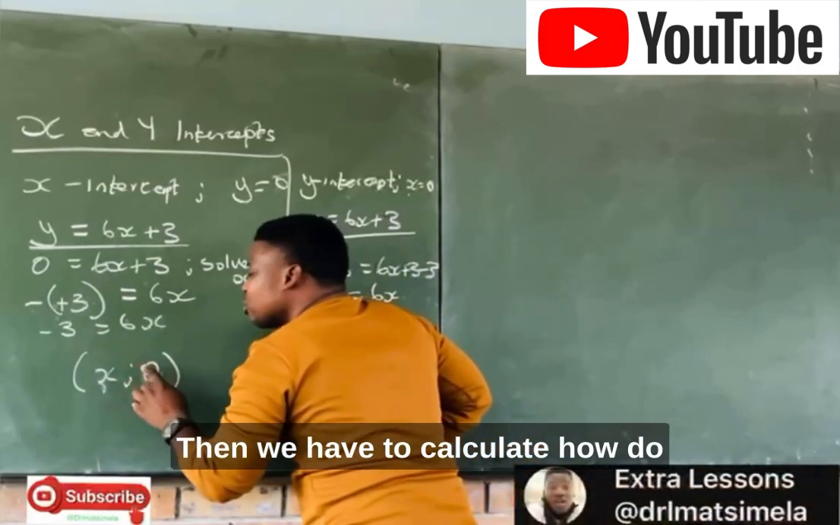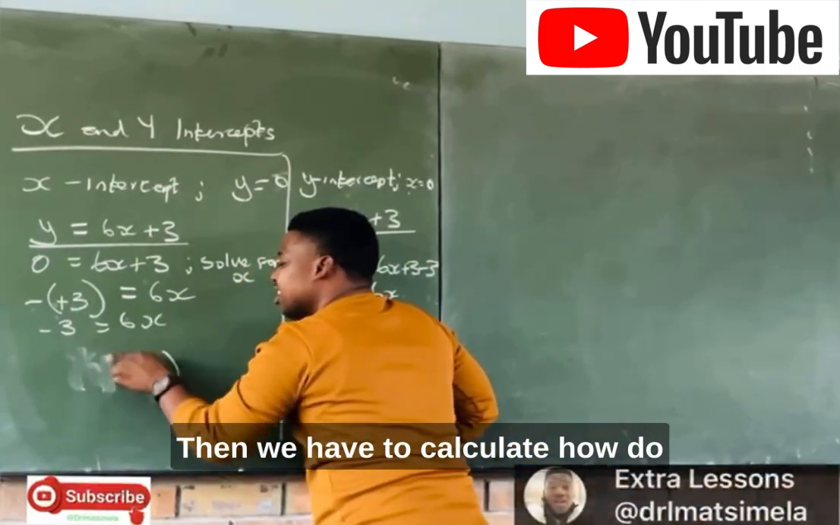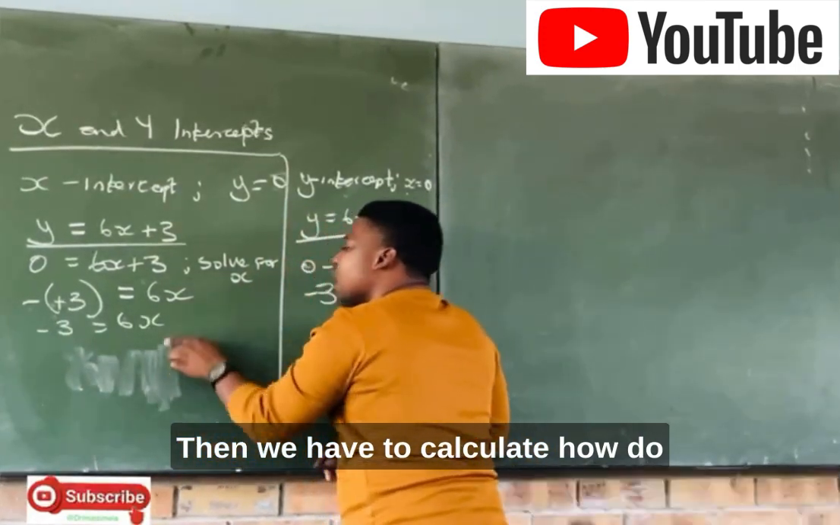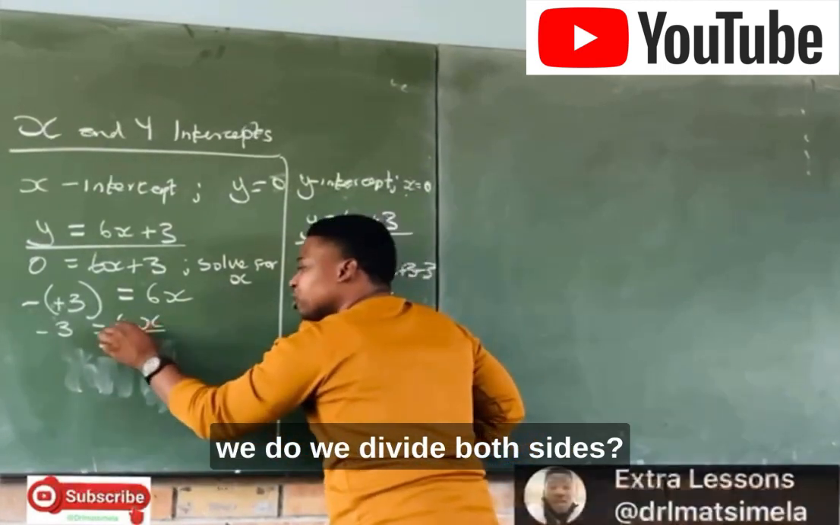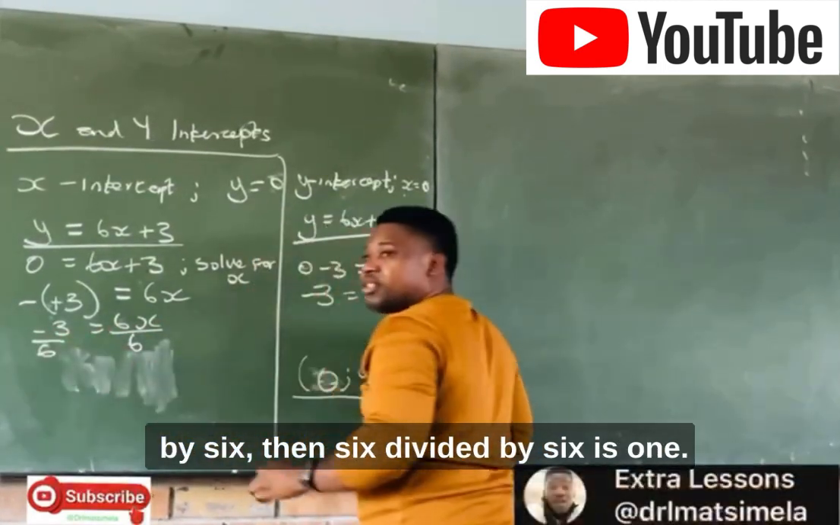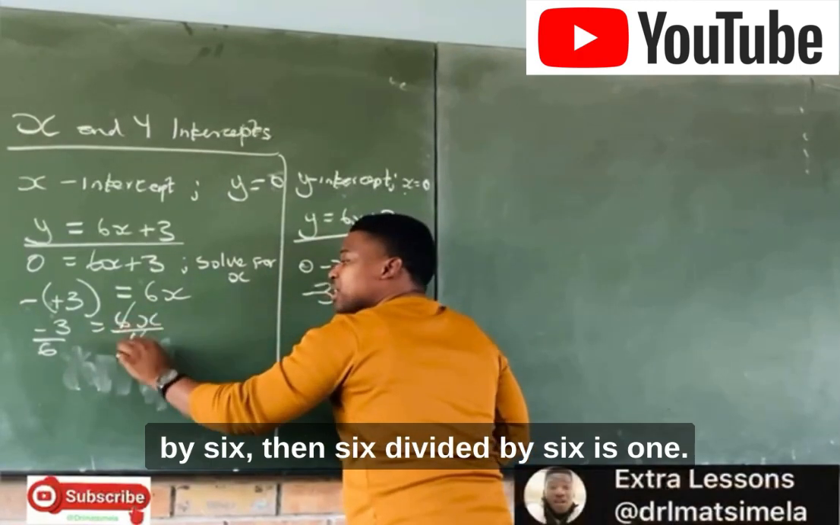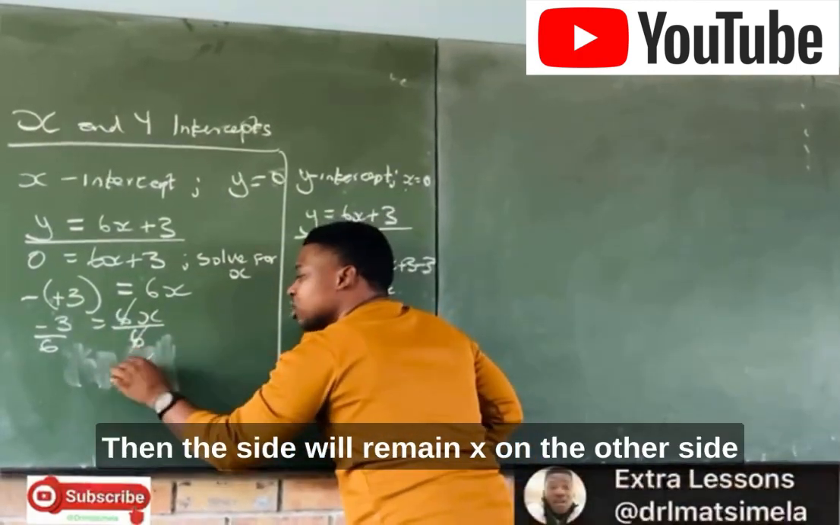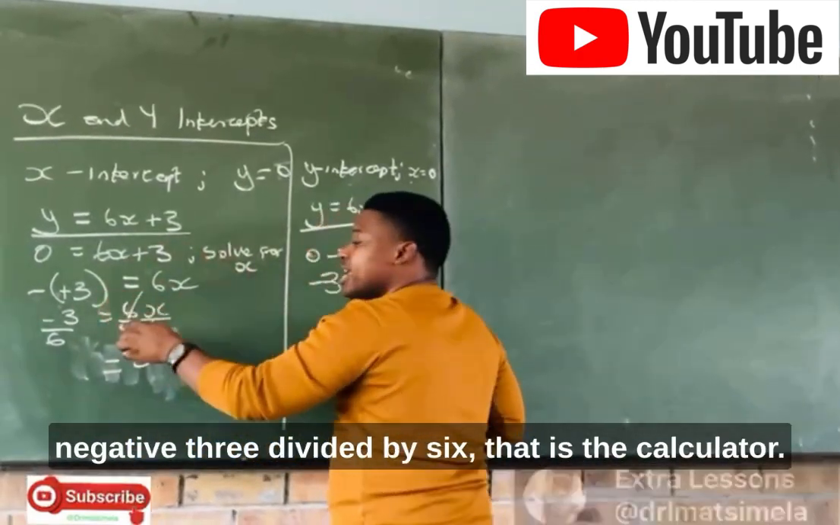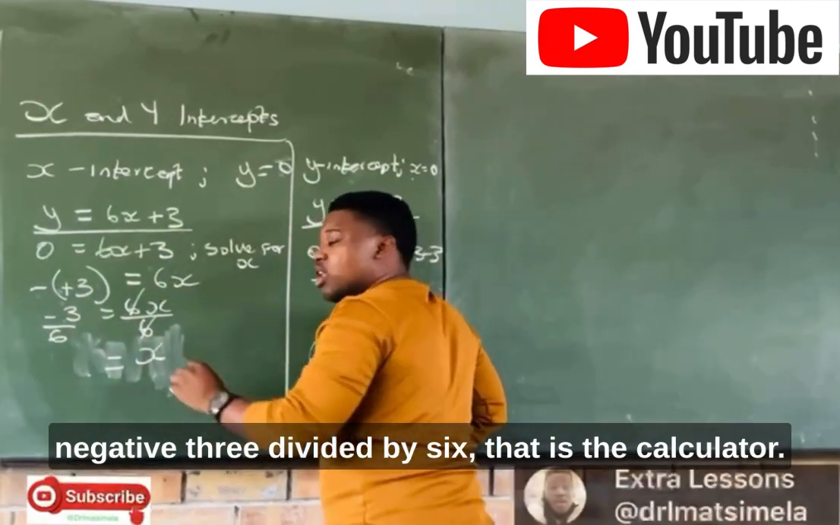Yes. Then we have to get rid of 6. It means you end up with x is equal to. How do we do it? We divide both sides by 6. Then 6 divided by 6 is what? The side will remain x. On the other side, negative 3 divided by 6. It's going to give us what?